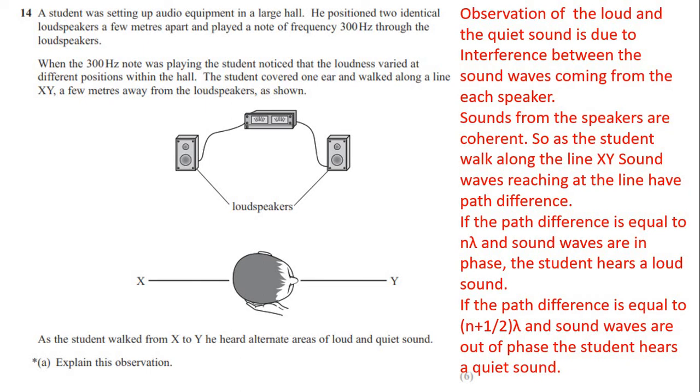The observation is due to interference. That means sound waves come and combine, producing alternate loud and quiet sound. And because the sound waves are coming from the same source, they are coherent. Now when the student is walking, it all depends on the path difference. If the path difference is n lambda and the waves are in phase, then we have a loud sound. And if the path difference is n plus half of lambda and the waves are out of phase, then we have a quiet sound.